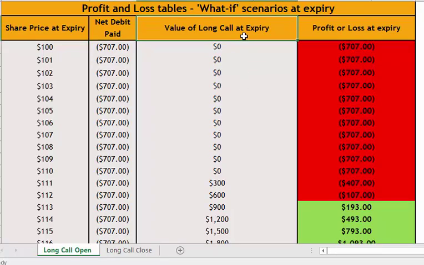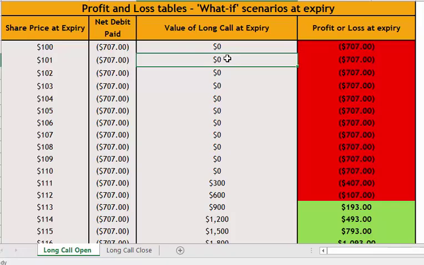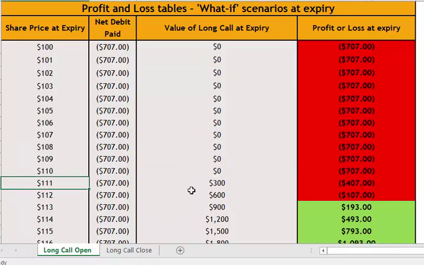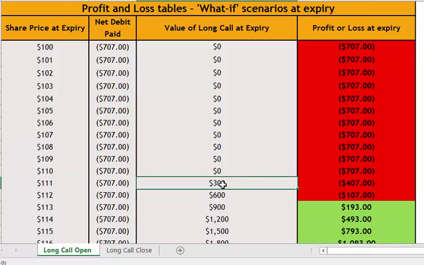Underneath, the value of the long call at expiry. So the system is automatically calculating what your 3 contracts of the Apple 110 call are worth. So you can see that call options have absolutely zero value in them when they're out of the money. So with this situation below 110, there's no value in those call options because the call options are out of the money at that stage. But when the share price is at 111 at expiry, we're now getting $1 of value. We did 3 contracts, so that equals $300 of value, and so on and so forth.